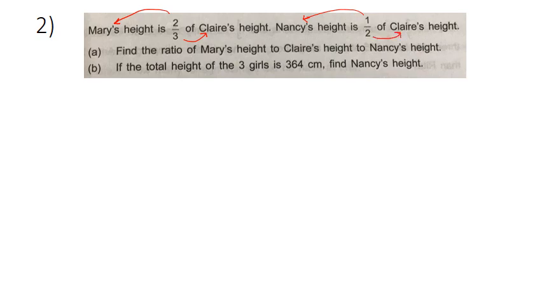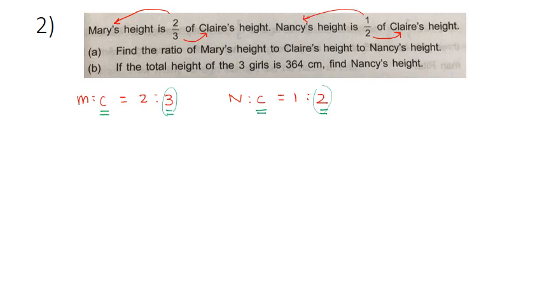So if you were to compare Mary to Claire, our ratio will be 2 to 3. And if we were to compare Nancy to Claire, our ratio will be 1 to 2. Similar to the previous question, Claire appears twice, in both cases. In the first case, Claire has 3 units. Second case, Claire has 2 units. So since Claire is the same person, therefore the units for Claire need to be the same.